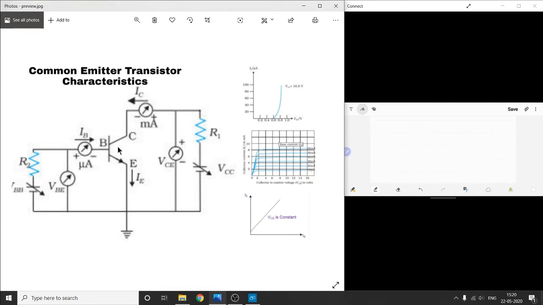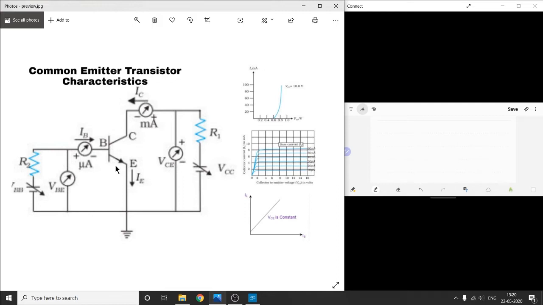There are three modes of configuration of transistors. One is common emitter, the other is common base, and the third one is common collector. Mostly we use common emitter. When we perform this experiment, we connect the input side of the experiment always in forward bias, while the output is in reverse biasing.